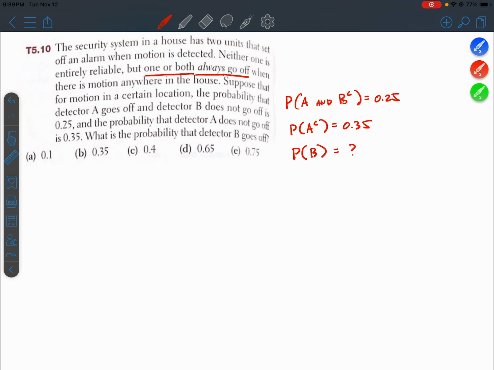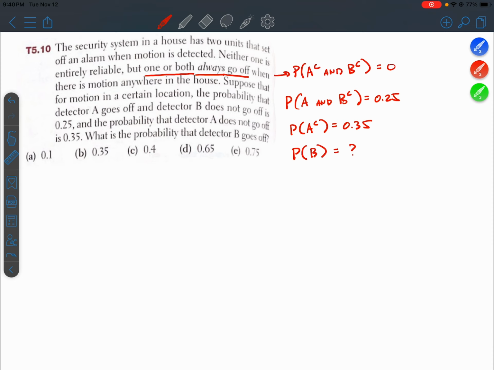Okay. And we also know that one or both alarms always go off. So that would imply the probability that A doesn't go off and B doesn't go off is 0, right? It's not a possibility because one or both always goes off. There's a 0 chance that neither alarm goes off. There's a 0 chance that both alarms fail to go off. I think that's what I was trying to say.